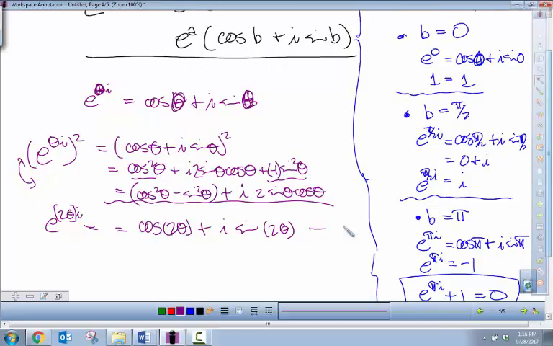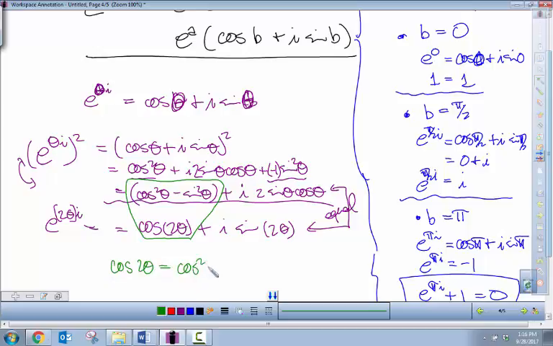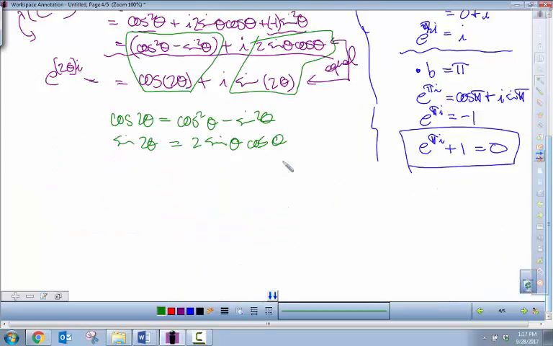Well, these two are supposed to be equal to each other. And if two complex numbers are equal to each other, that means the real parts are equal to each other and the imaginary parts are equal to each other. So what we've just done is we've proven a couple of double angle formulas.